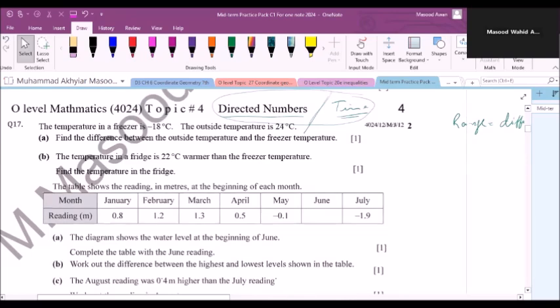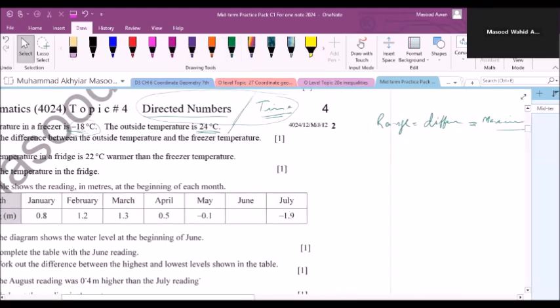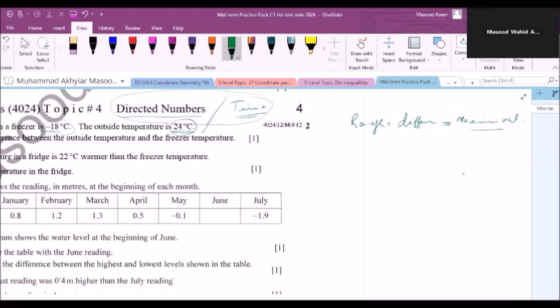Question is, the temperature of the freezer is minus 18 degrees. Outside temperature is 24 degrees. Outside temperature means the room temperature. Find the difference between the outside temperature and the freezer temperature. You know, 24 degrees is the positive quantity and 18 degrees is the negative quantity. If the value is greatest in negative, in comparison, it is the smaller value.